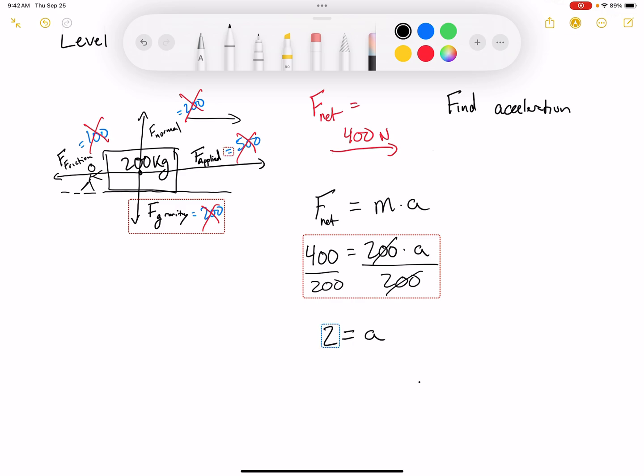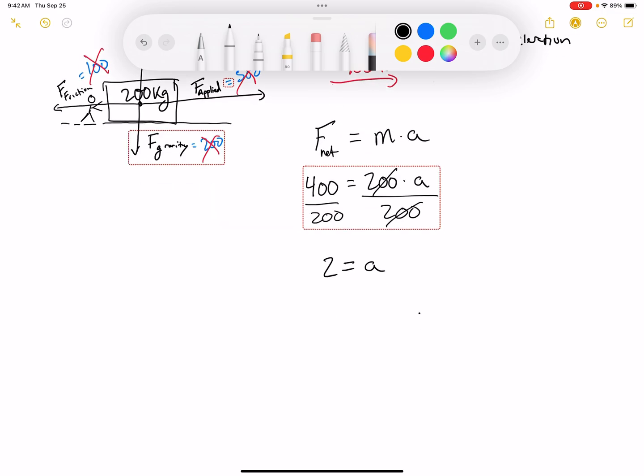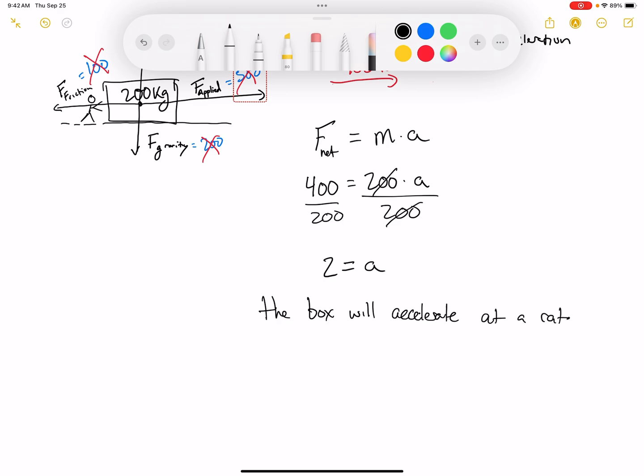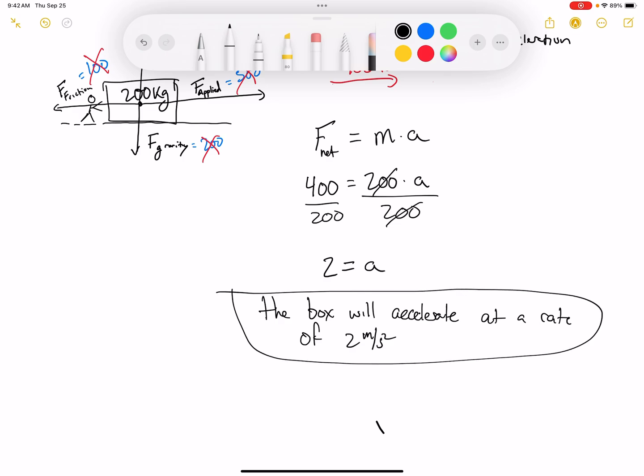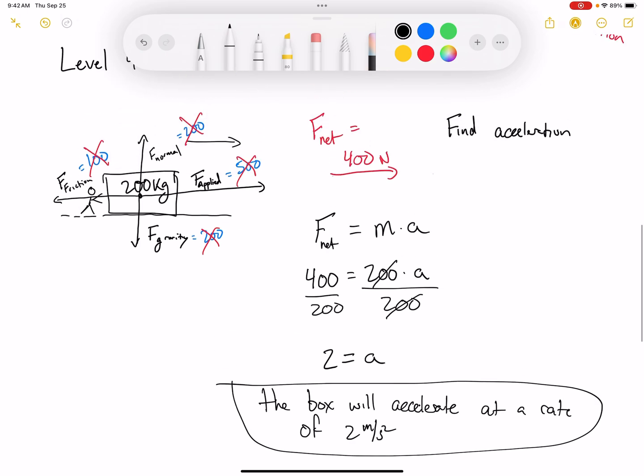So what that functionally means, if I'm reading my math correctly, is that the box will accelerate at a rate of 2 meters per second squared. So this tells me that I'm now using Newton's second law of motion on my free body diagram, which I've already simplified, and now I can actually use it to solve problems like finding the acceleration of an object. So that's what you would have to do for a level 4.